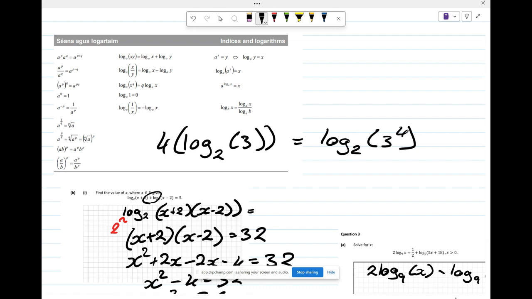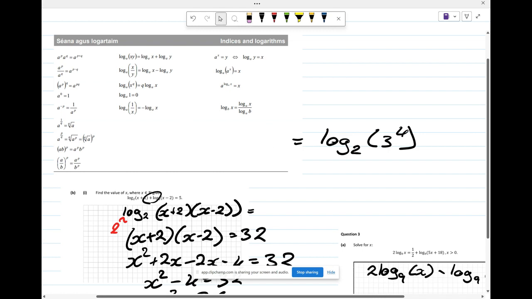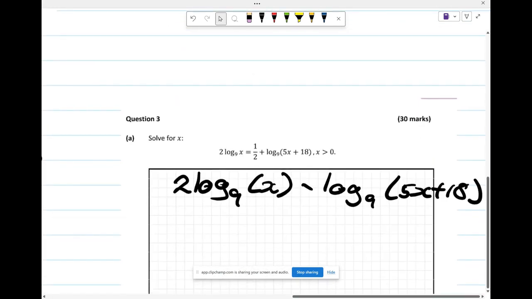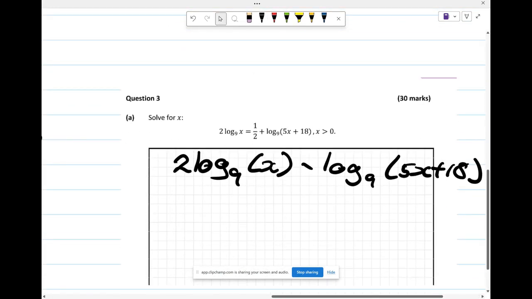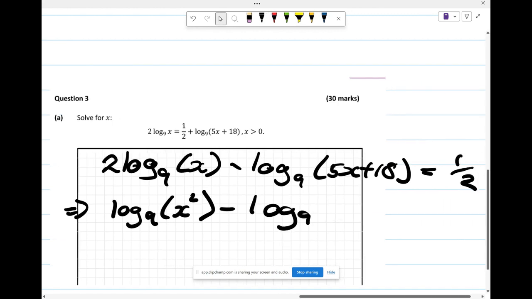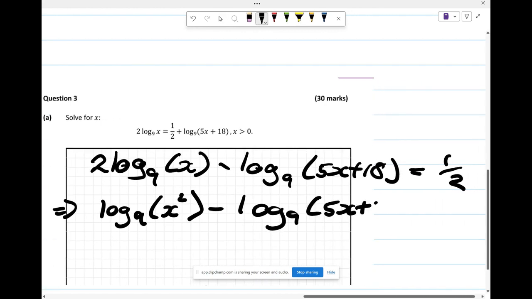And it works the other way because it's exactly equal. So it works the other way. If we had something that looked like this, we could actually bring this power down and write it as 4 log 2 of 3. Okay, so here we have 2 log 9 x. So that's actually going to be exactly equal to log 9 of x squared minus log 9 of 5x plus 18 equal to 1/2.